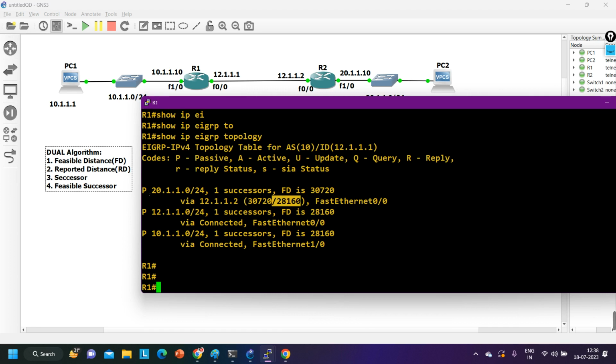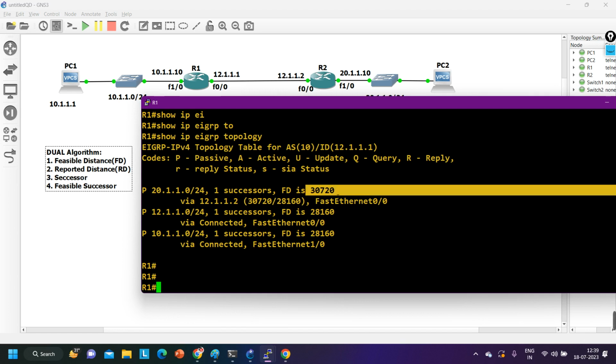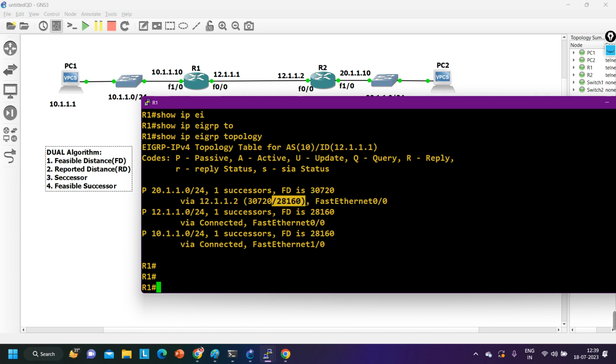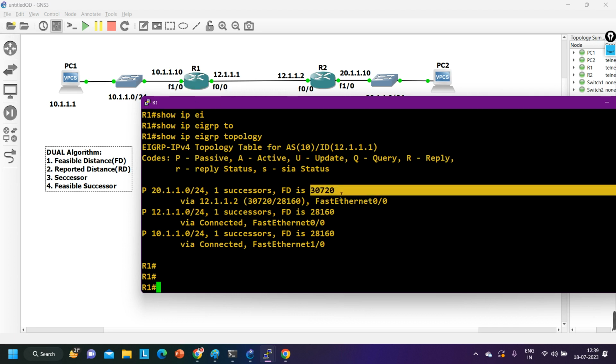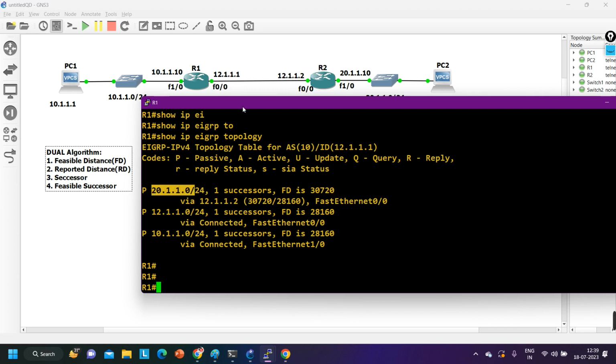Whenever EIGRP receives a prefix, a network information, it will calculate two pieces of information, FD plus RD. FD is, as you know, the metric, the total distance, like how you calculate metric, and RD is the total distance from the neighbor to the destination. The destination is 20.1.1.0. So the distance from router 1 to reach this network is 30720, and the distance to reach this network from their neighbor, who is the neighbor? Router 2. Means this is FD of R2.